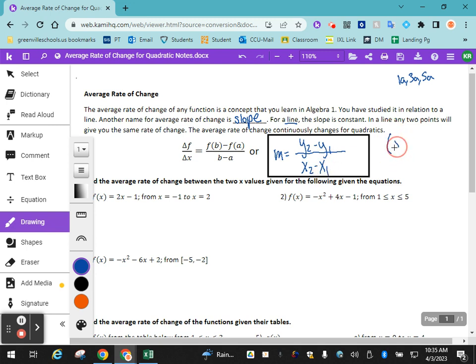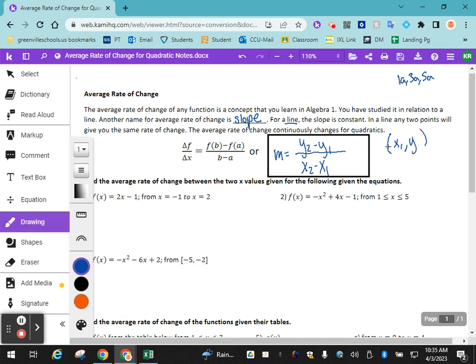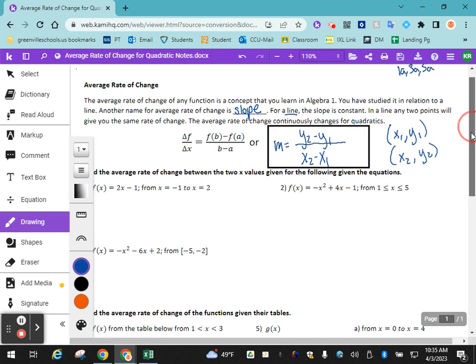So to use that equation, you need two different points. And it doesn't matter which point you call point 1, as long as if you call this x1, you call that y1. If you call this x2, you call this y2. Okay, so you just plug it into this equation.